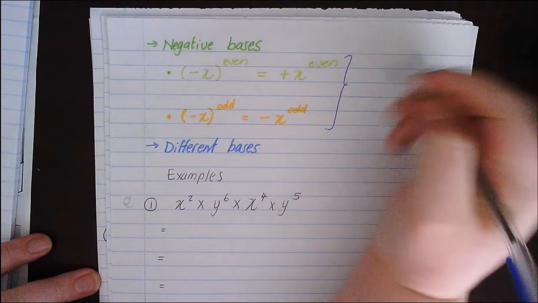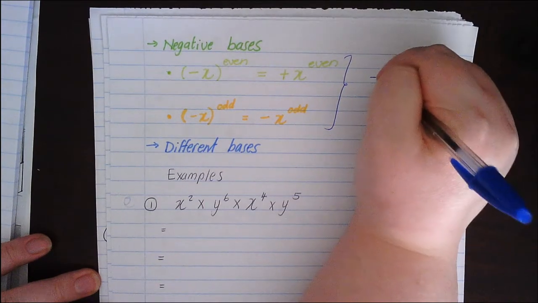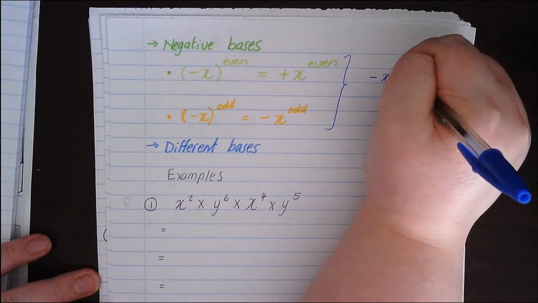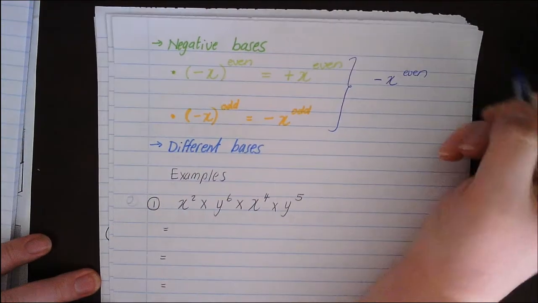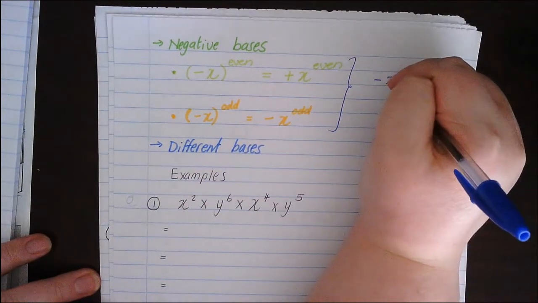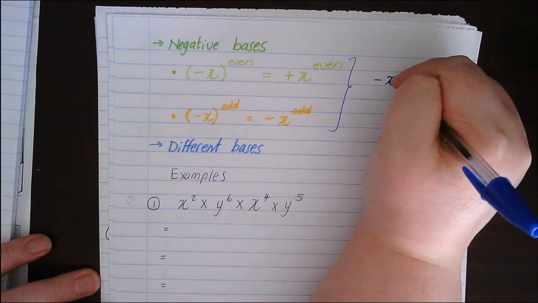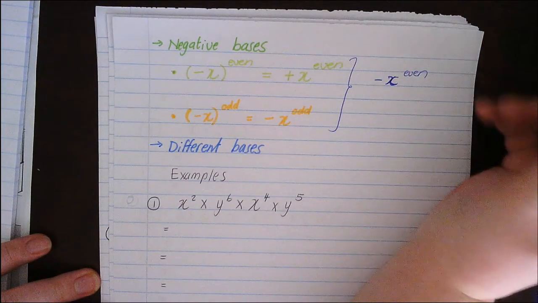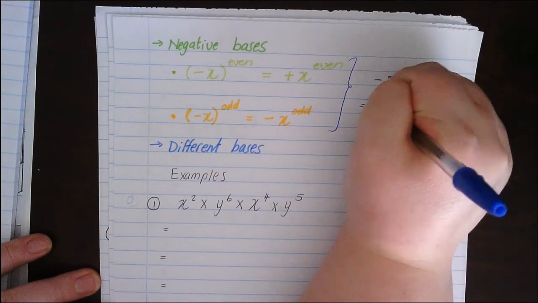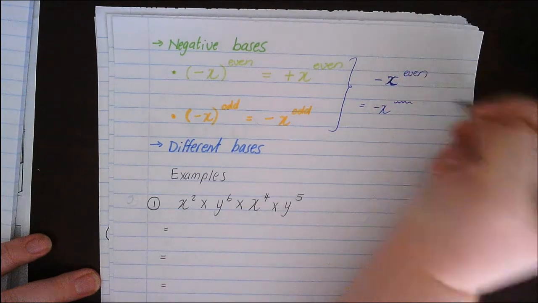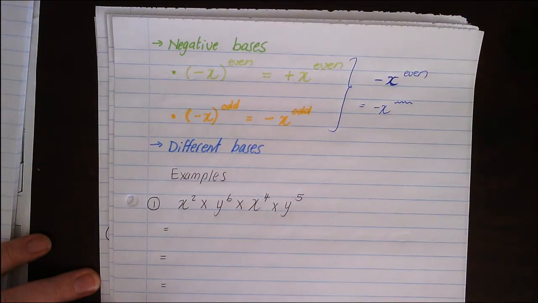But you must note that this is different to negative x to an even power like that. Here the power only belongs to the x, the negative is unaffected. So this stays negative x to whatever power that was.